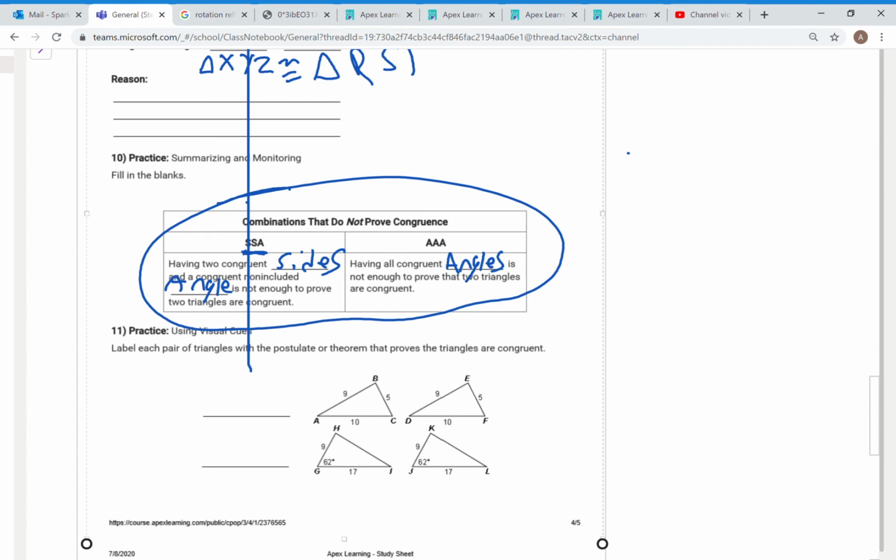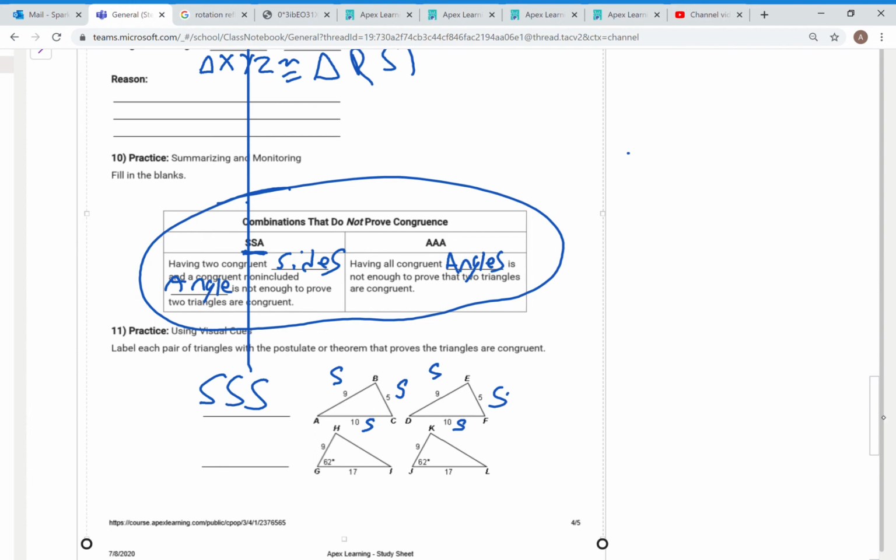Practice. What postulate does this? 9, 9, they're both sides. 5, 5, they're both sides. 10, 10, I have 3 sides. Thus, this would be SSS. That's mostly probably what you're going to have on your Apex, is they give you 2 pictures. You're trying to figure out which one you're using.